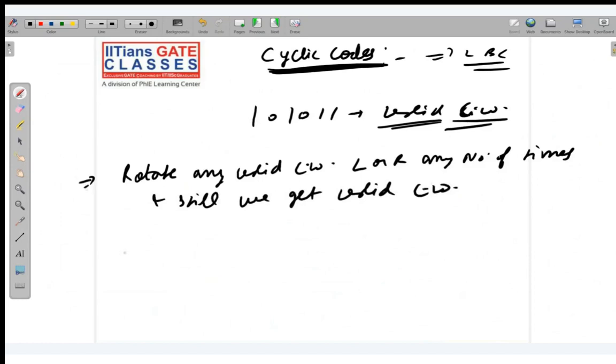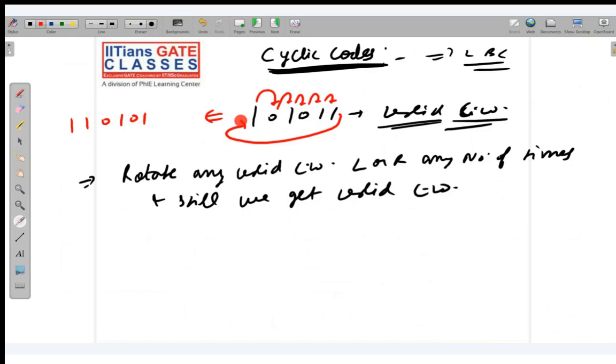we get a valid code word. Cyclic means, for example, I can rotate it like this. So what will we get? 101011. Are you getting it? You simply shift everything one position to the right. After shifting, we will have a blank space here, so this one will come here. So 110101. Please let me know if anybody is having any doubt here.